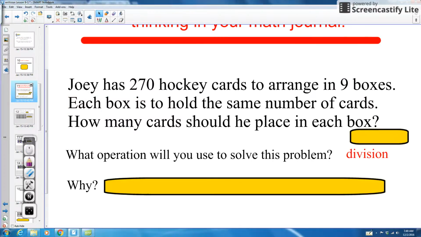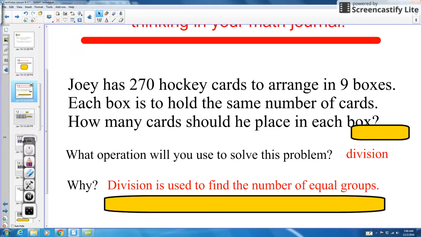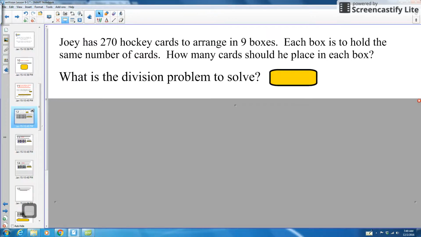And that's what we're going to use. That's the operation. And why? It's because we're either looking for the number of equal groups or the number that is going to go into each group. So let's look at our word problem again, and let's apply cubes on this page.